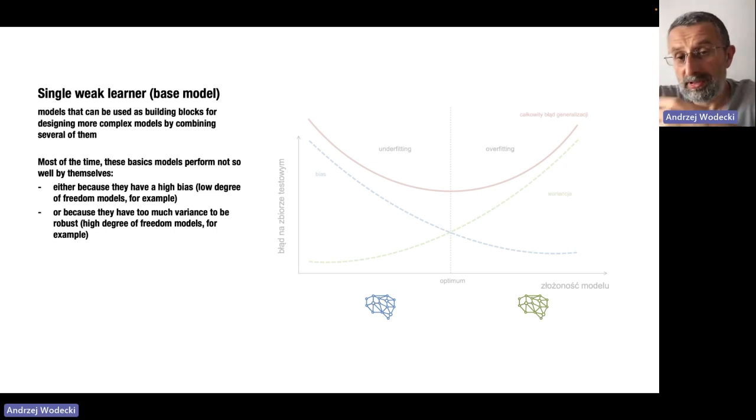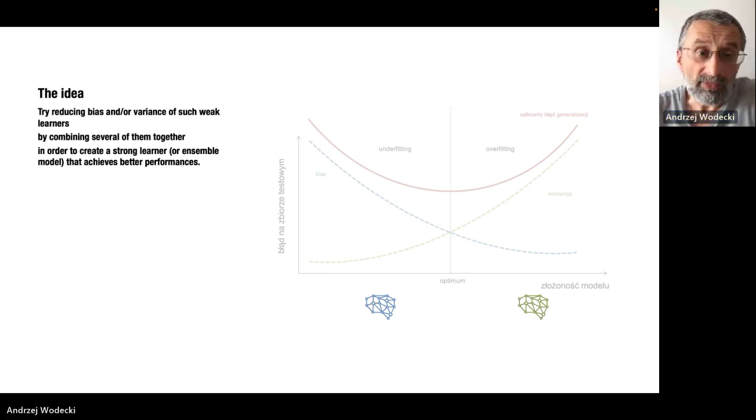So this is very important to us. The models out of which we would like to combine the ensemble model may be a combination either of models which have high bias, so they are blue on the left hand side of this graph, or have high variance. And the idea is to reduce bias and or variance of such weak learners by combining several of them in order to create a strong learner.